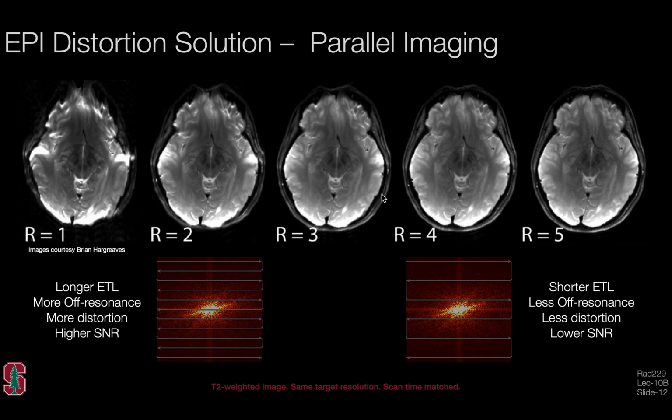And so this is a nice approach where the shorter overall echo train length produces less off-resonance, less distortion, of course, the penalty being that it comes with lower signal to noise as well. But there are a lot of clever ways to reduce the echoplanar imaging trajectory to limit some of these artifacts that we're discussing in this lecture.